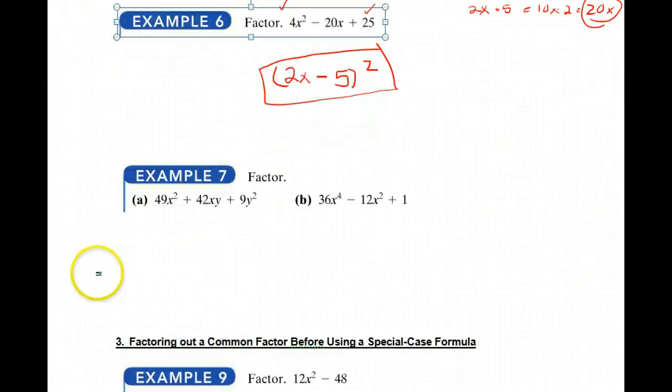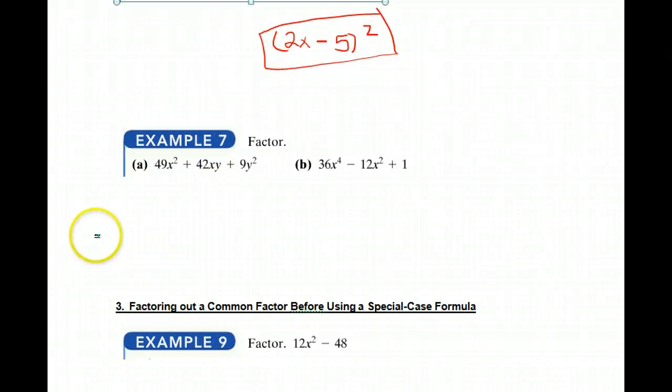I would like for you guys to go ahead and try examples A and B. Please pause the recording, try the examples, and as soon as you're ready, we can press play and go over the answers together.